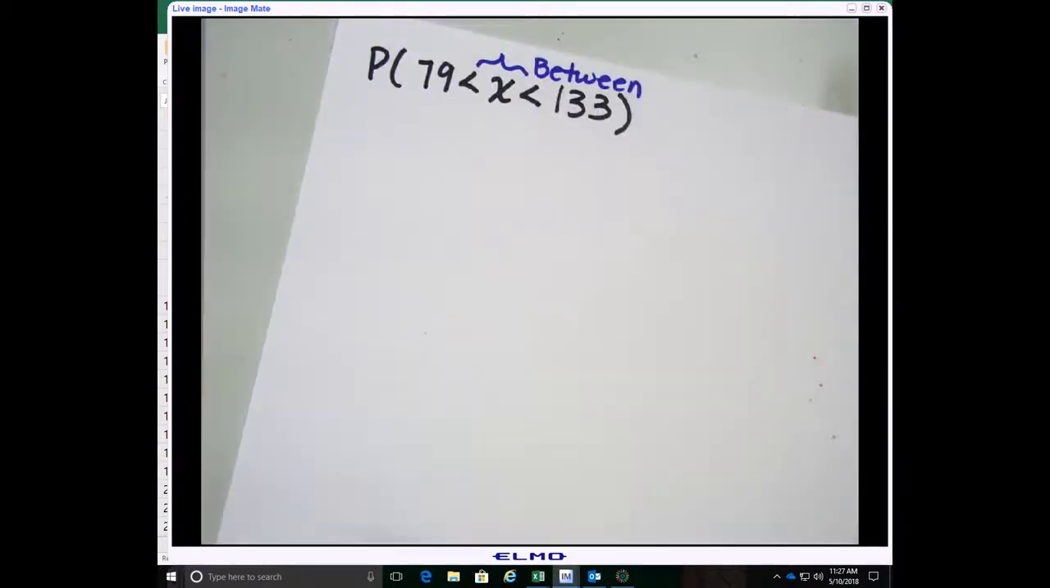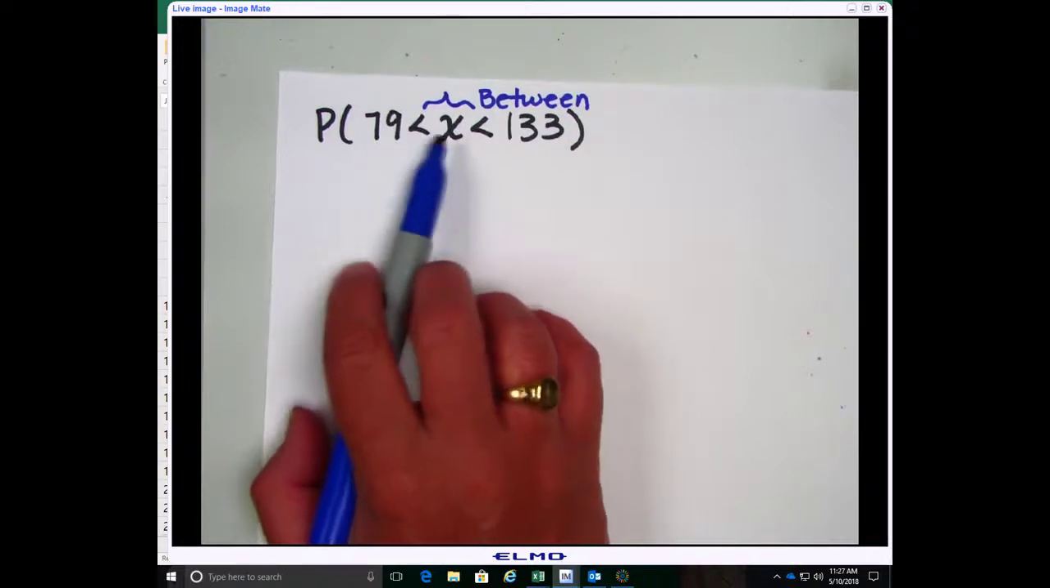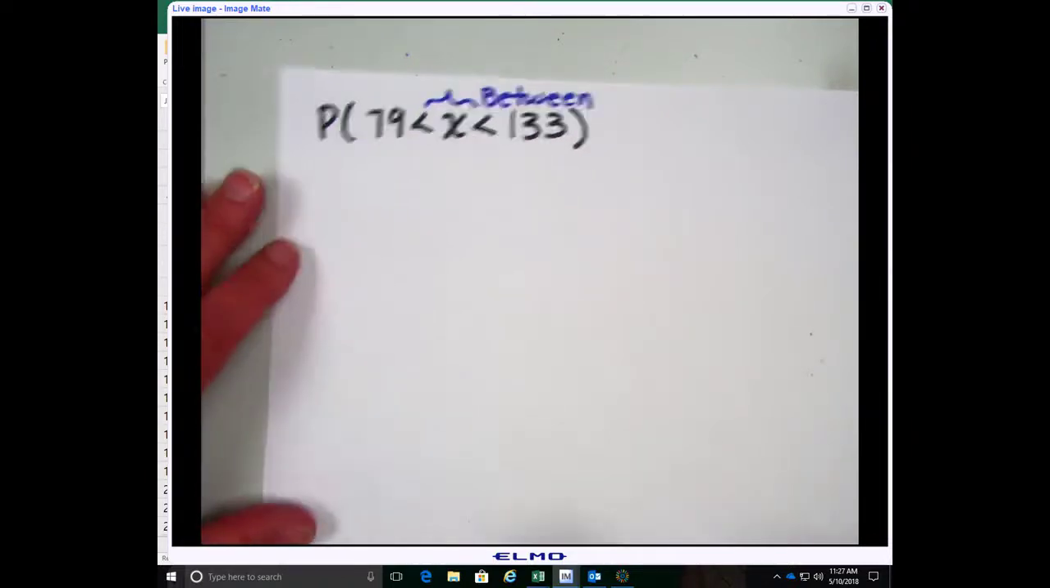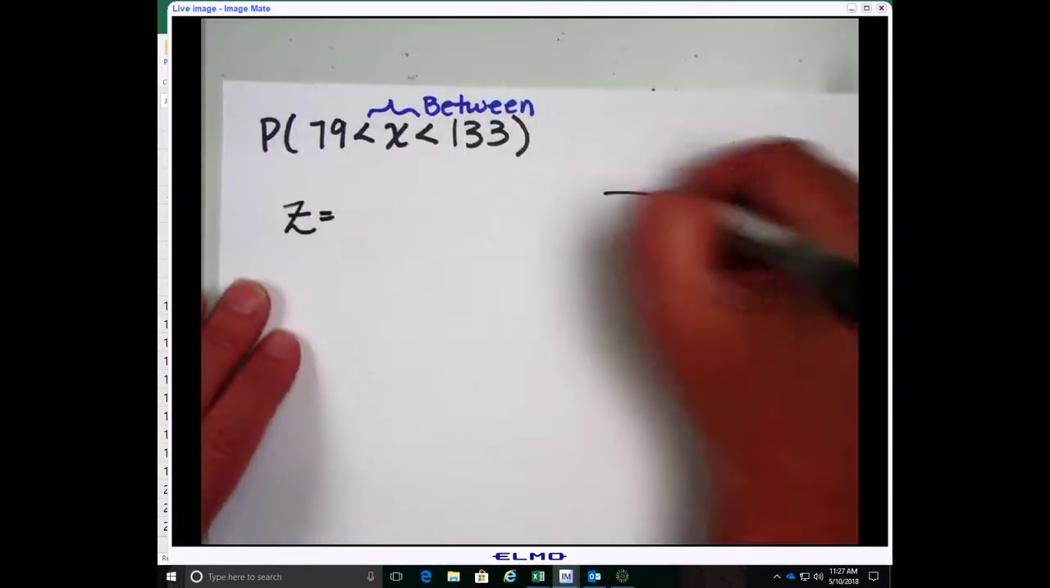All right, and for our last example, we have a between. Find the probability we get a value between 79 and 133. In this particular case, let's do our curve first.